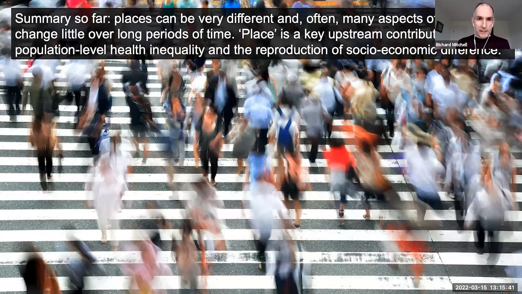So I guess so far then I've been arguing that places can be very different, and often many aspects of them change very little over long periods of time. And I think the thing that we don't think about enough in population health and inequalities is that place itself is a key upstream contributor to population level health inequality. It's where our inequalities get reproduced. And that's why we struggle so much to tackle them, at least in the shorter term, because we've got this whole system of fields that continually reproduces this socioeconomic inequality.